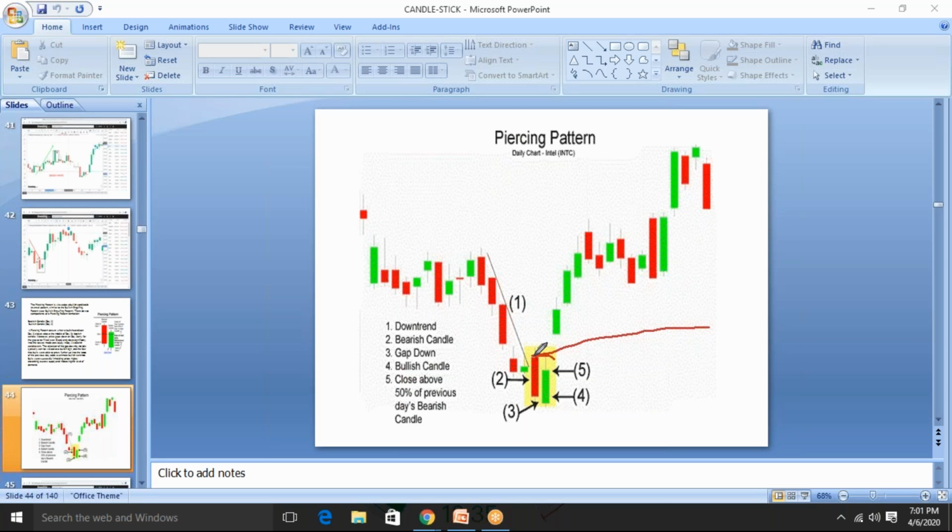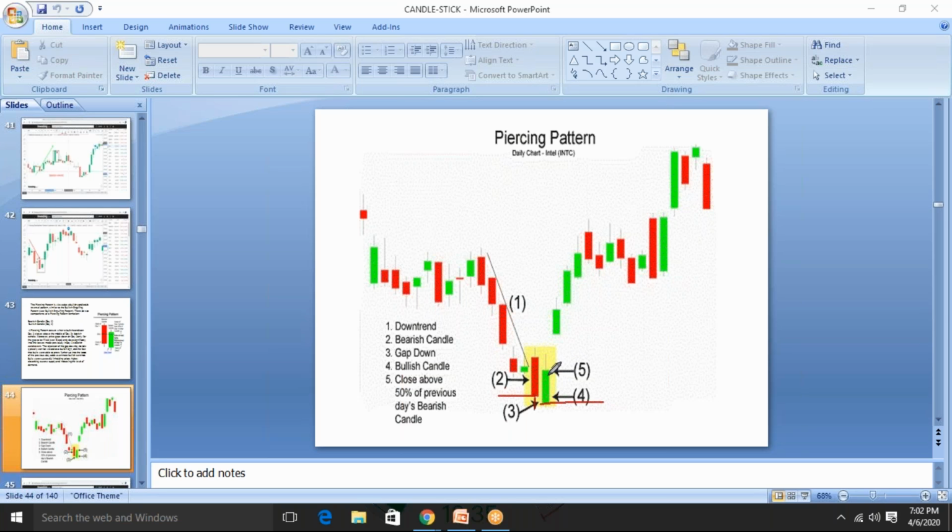Second condition. What is the third condition? There should be gap down opening. The third condition is important. Clearly the market opening is right here. This was the closing of the previous candle or previous low, and the opening of this candle is right here. Clearly this is gap down opening. Opening of this candle is right here, closing of the previous candle is right here. So clearly this is gap down opening. There is a gap.